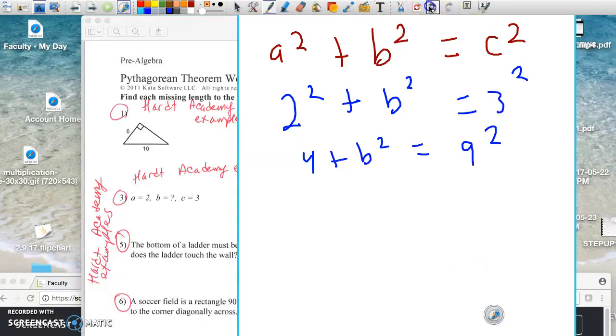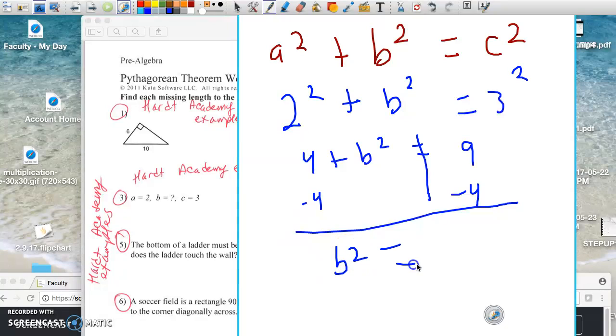It's just 9. Now, what are you going to do now? Subtract 4 from both sides. So you have b squared equals 9 minus 4. 4, 5, 6, 7, 8, 9, which is going to be 5. So, I think I'm going to square root, the square root of 5.